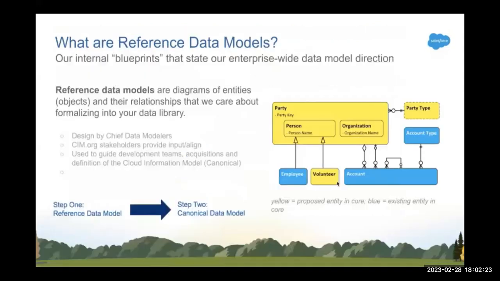So what is a reference data model? The reference data model is always our internal blueprint that states our enterprise-wide data model direction. When you're looking at different objects inside your database, you need to know all the relationships that we take care of in formalizing your data library. Each and every table has a relationship, and this relationship helps you bring relevant data from one source of records to another. So step number 1 is the reference data model. Step number 2 is to design the canonical data model. The reference data model will help you build a more sophisticated direction for enterprise-wide data models.